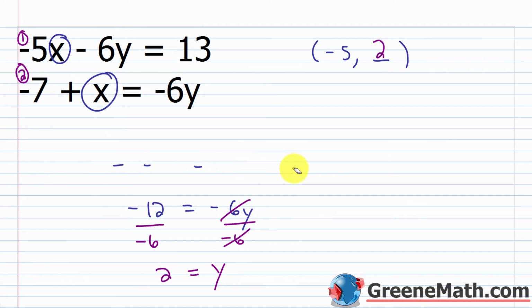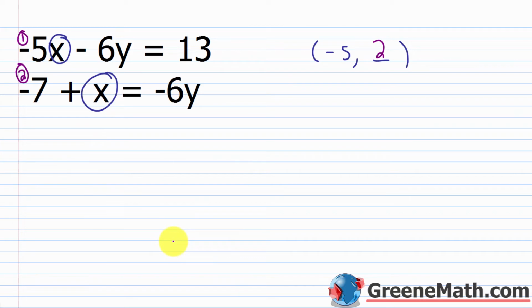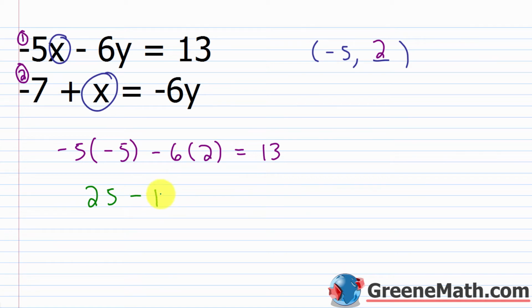All right, let's erase everything. Let's go ahead and check. So we would have negative 5 times, plug in a negative 5 for x, minus 6 times, plug in a 2 for y, and this equals 13. So negative 5 times negative 5 is 25. Negative 6 times 2 is negative 12, and then this equals 13. We know 25 minus 12 is 13. You would get 13 equals 13 here, so it checks out here.